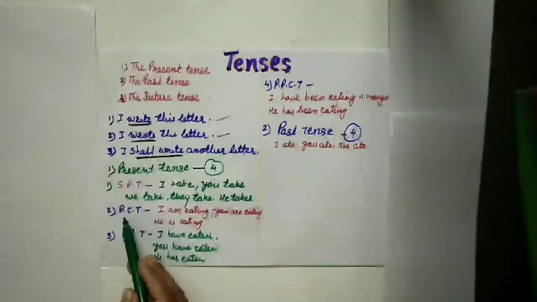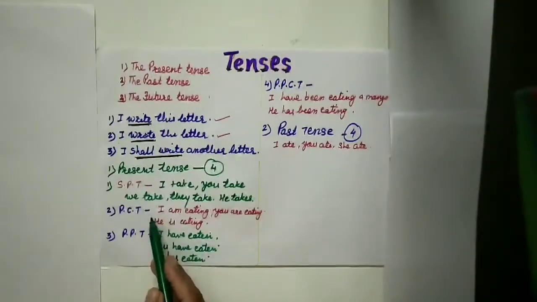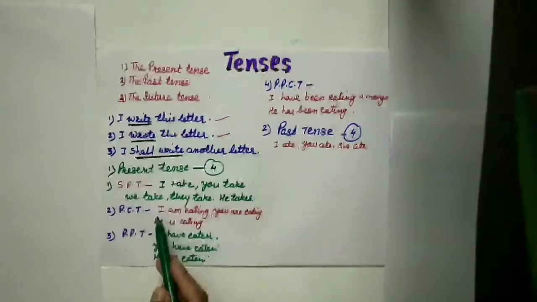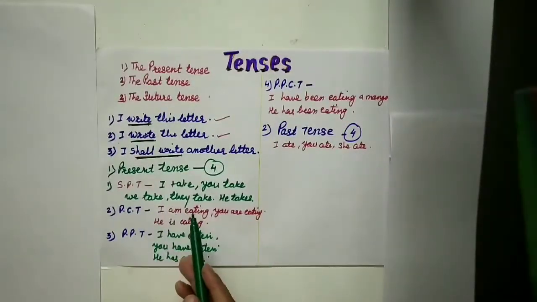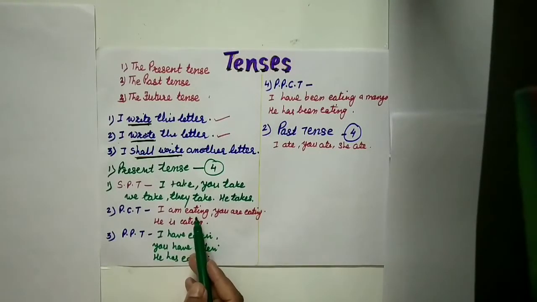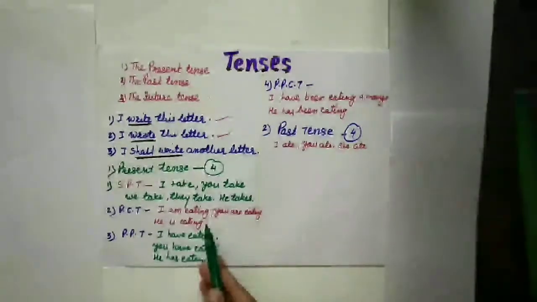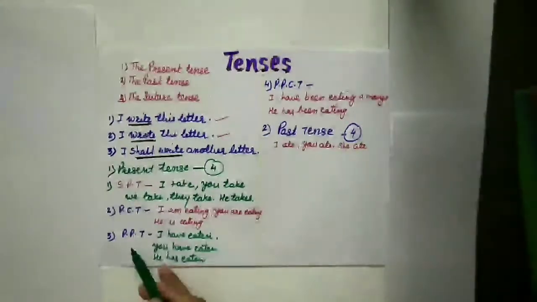Now next is the present continuous tense. Now in the present continuous tense, it is used for an action going on at the time of speaking. Means I am eating, you are eating, he is eating. These actions are going on.